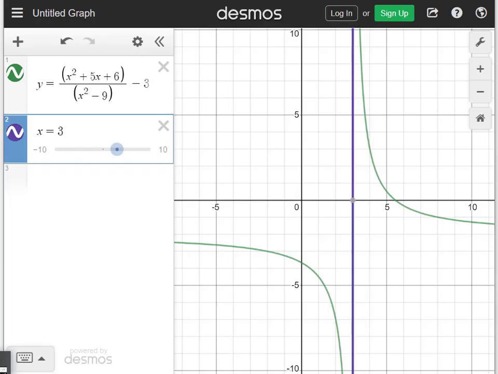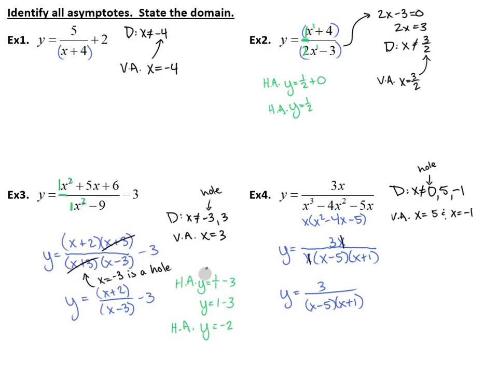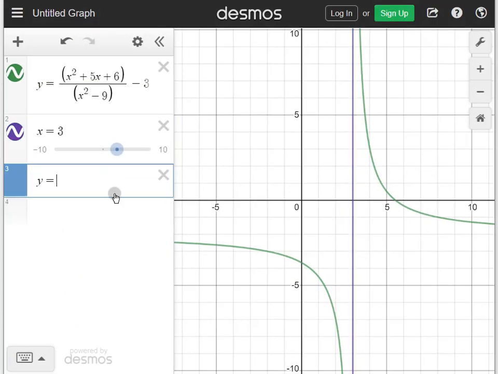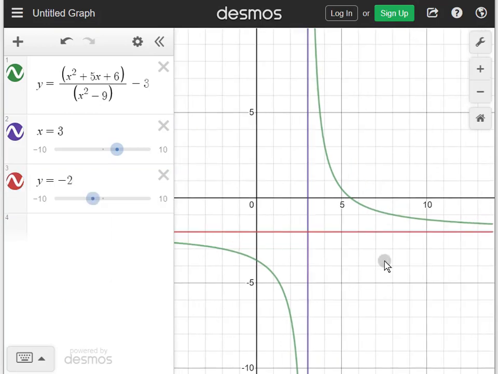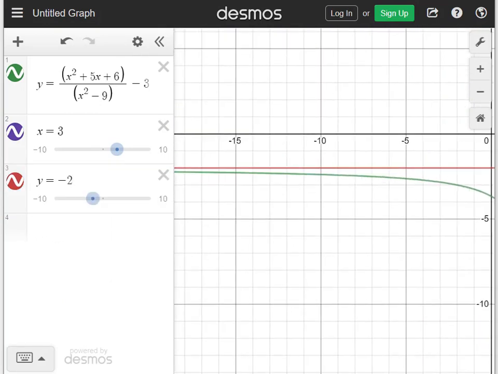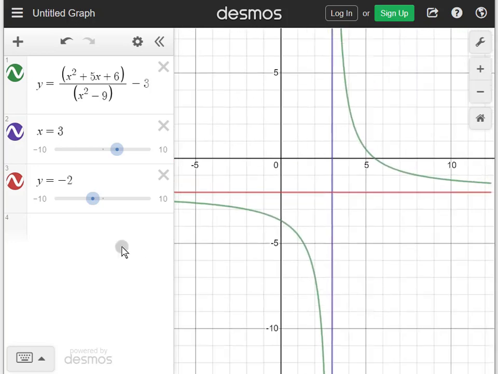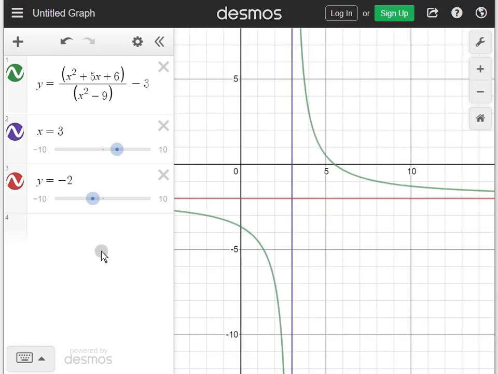Okay, so here's that graph with our vertical asymptote at 3. Remember, it's undefined at -3, but that was just a hole in our graph. But let's try this. We said it should be down at y equals -2. So let's fill in that value, y equals -2. And yeah, look at that. I think we have calculated the correct horizontal asymptote.